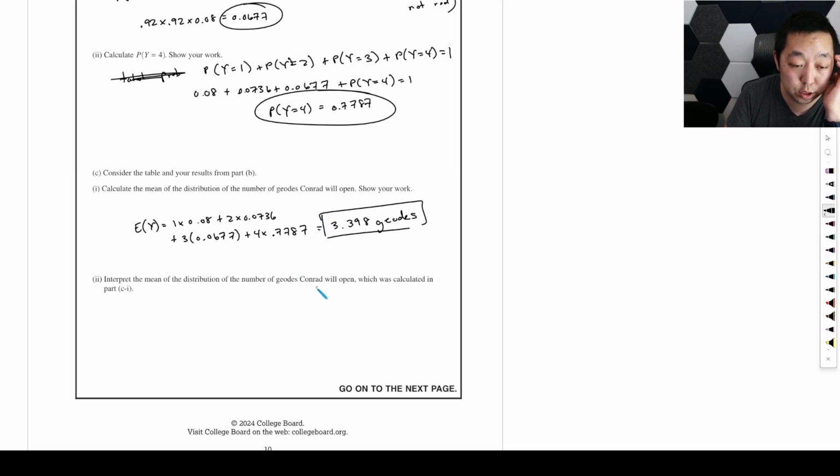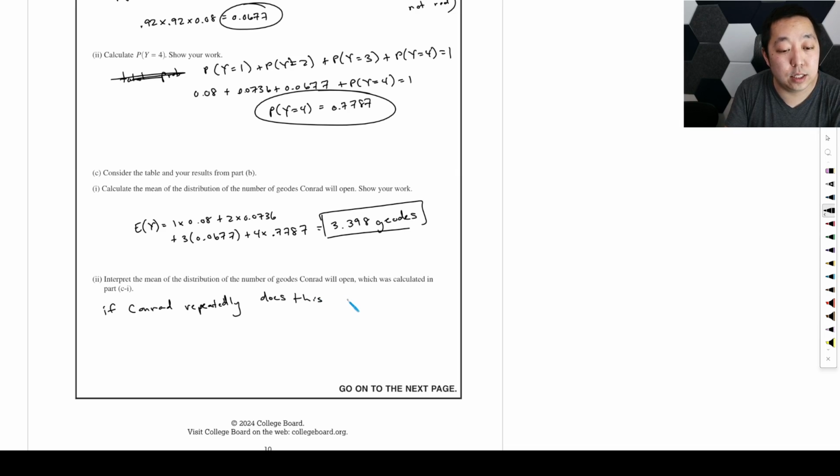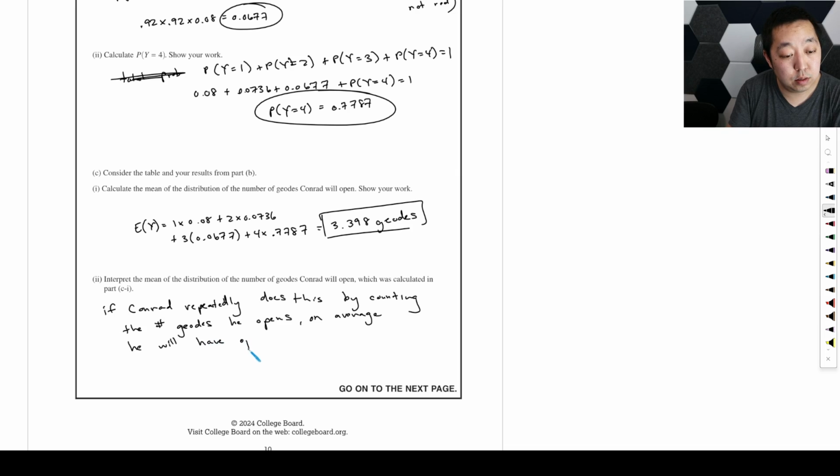Interpret the mean of the distribution number of geodes Conrad will open, which was calculated in part C. So the mean of a distribution is, if Conrad repeatedly does this, repeatedly does this by counting the number of geodes he opens, on average, he will have opened 3.398 geodes per trial.